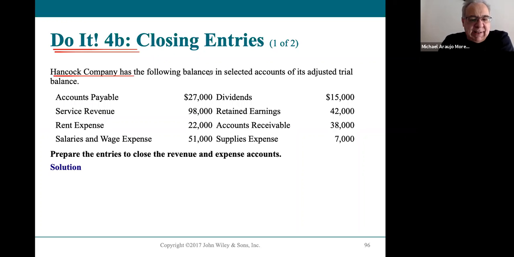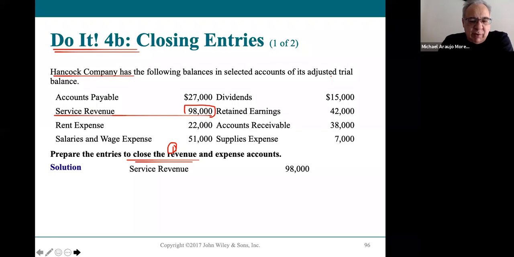Hancock Company has these balances on its adjusted trial balance. And it asks us to prepare the entries to close the revenue account. So the first thing we want to do is follow the steps. Close the revenue account. Where's the revenue account? Service revenue, $98,000. Well, you know this balance is on the credit side of the service revenue account. How do we close it? Well, we're going to debit service revenue. That brings the balance to 0. Move that over to income summary.